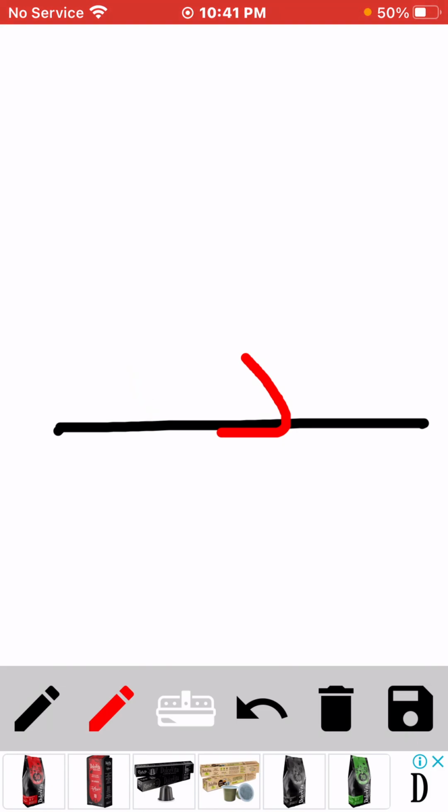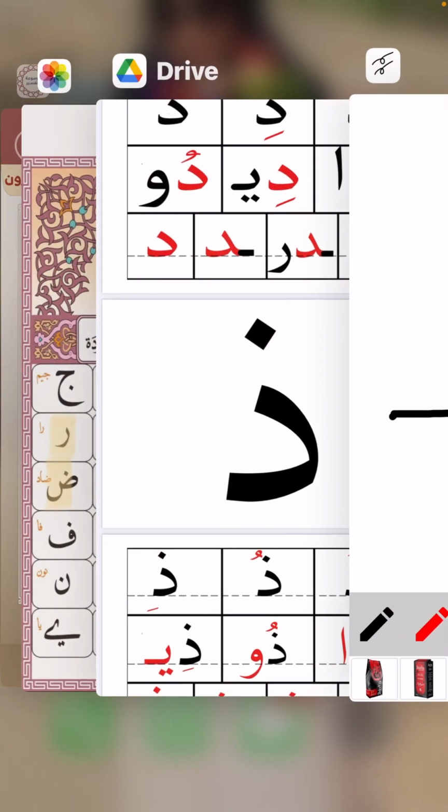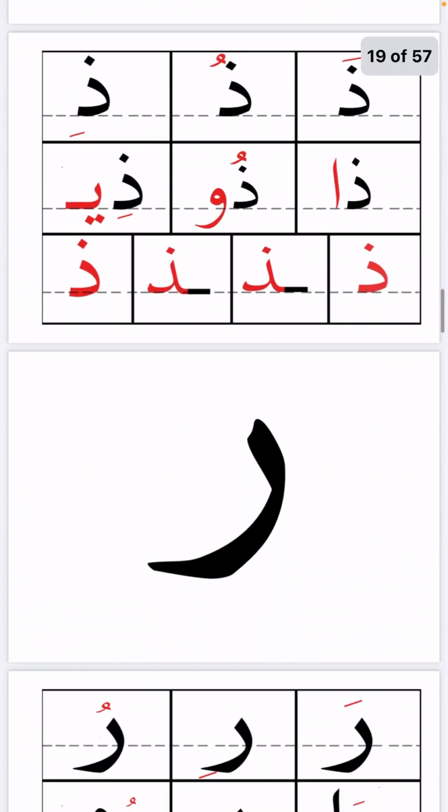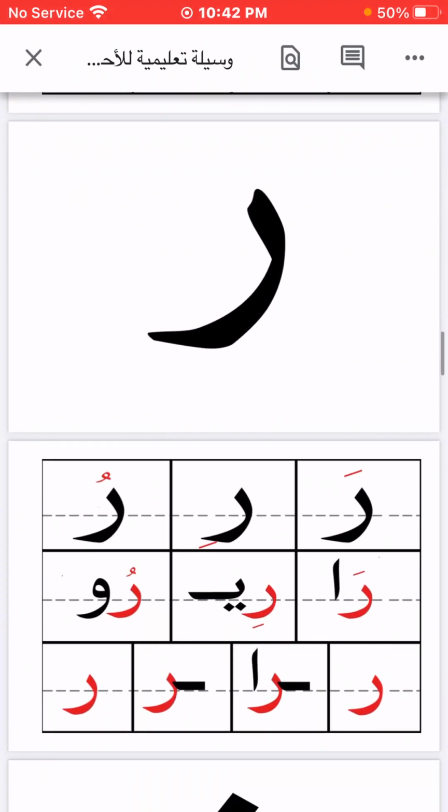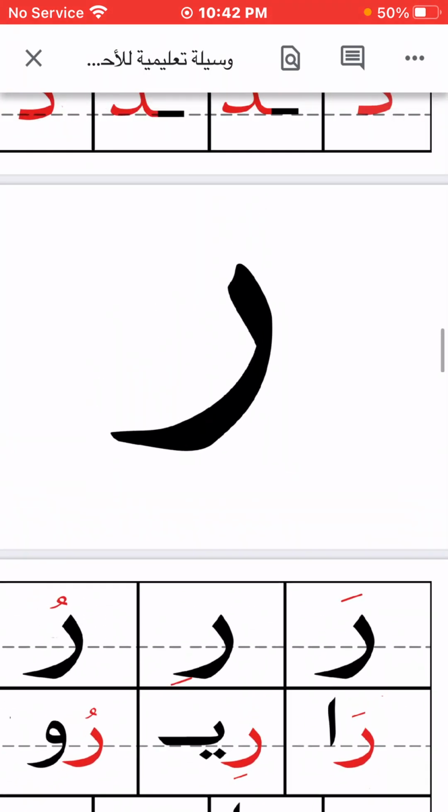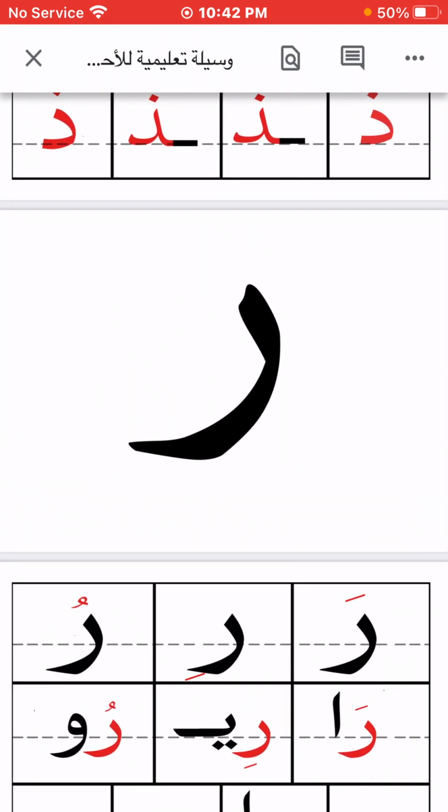Here is the letter dal, and if I put one dot above it, so there is letter dal. Look here, please, and pay more attention. This is letter ra.